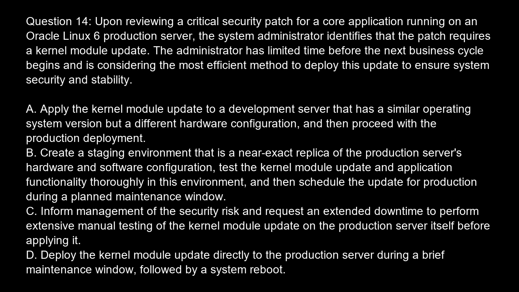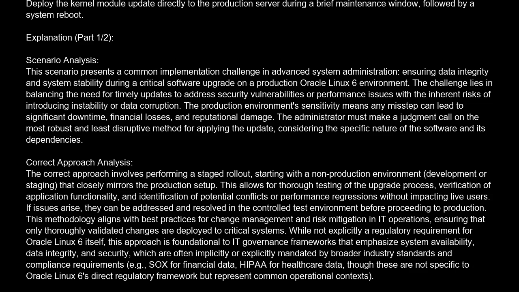Option C. Inform management of the security risk and request an extended downtime to perform extensive manual testing of the kernel module update on the production server itself before applying it. Option D. Deploy the kernel module update directly to the production server during a brief maintenance window, followed by a system reboot. The correct answer is D. Deploy the kernel module update directly to the production server during a brief maintenance window, followed by a system reboot.